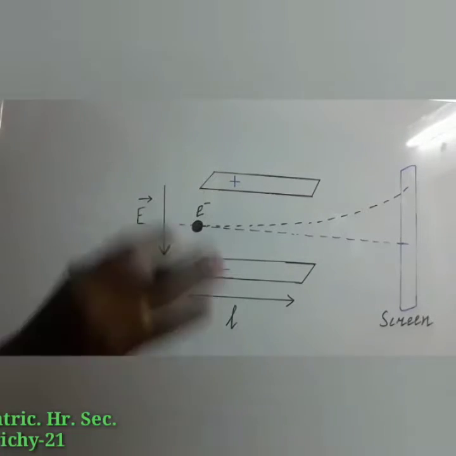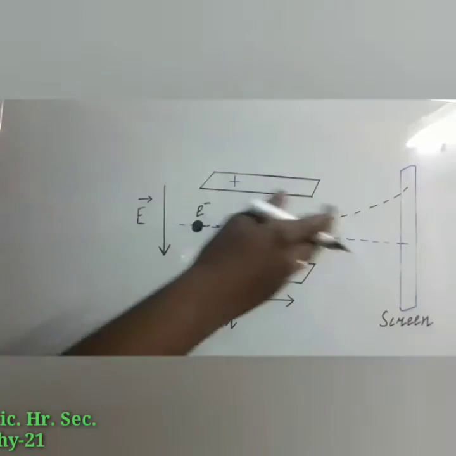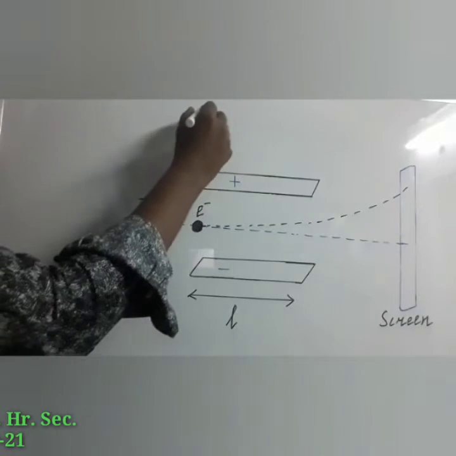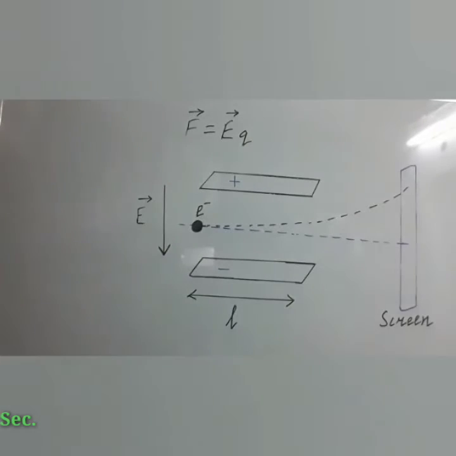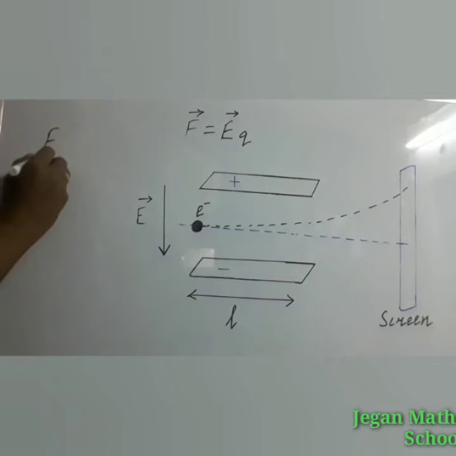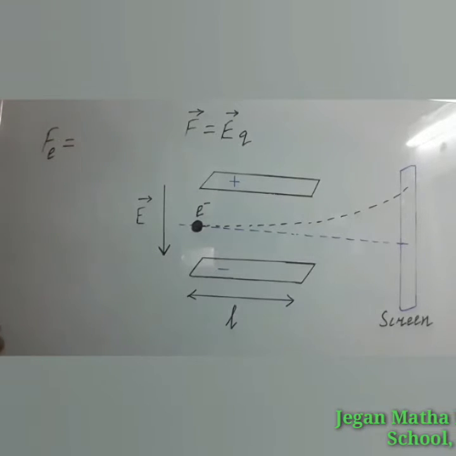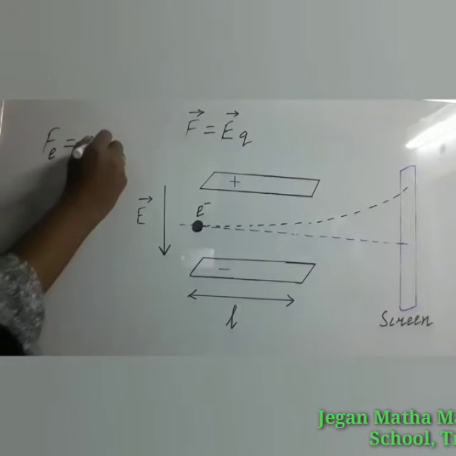So what is the force given by the electric field on the charge? F is equal to EQ. Since the electron is experiencing the force in this experiment, instead of Q you have to use e. So the force given by the electric field, Fe, is equal to Ee.